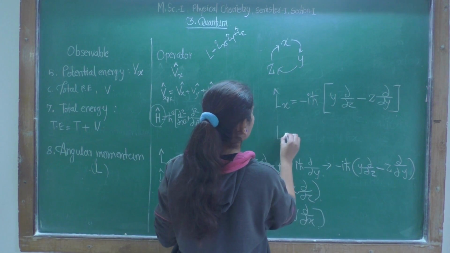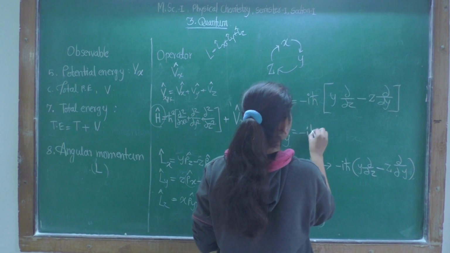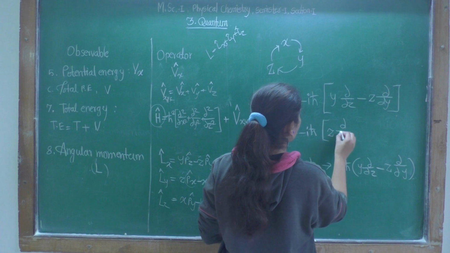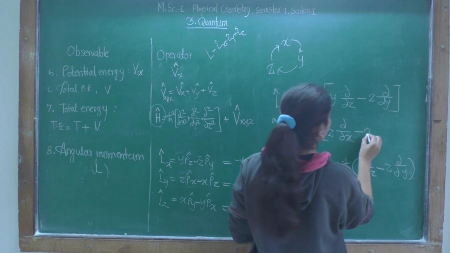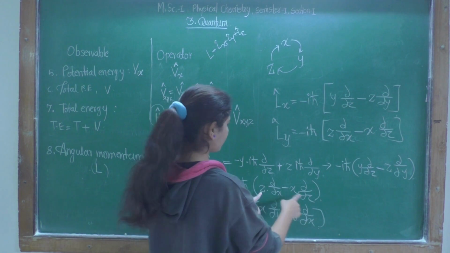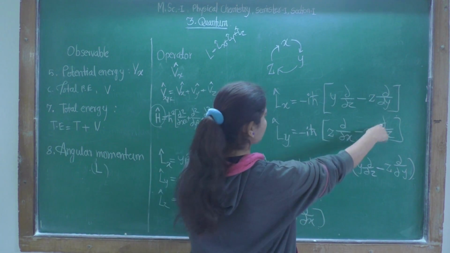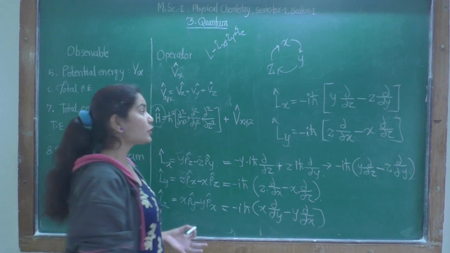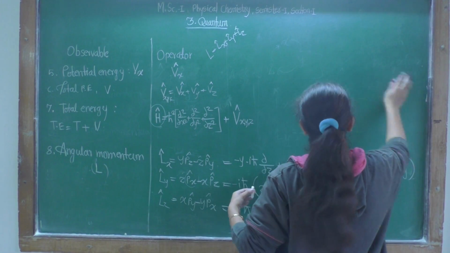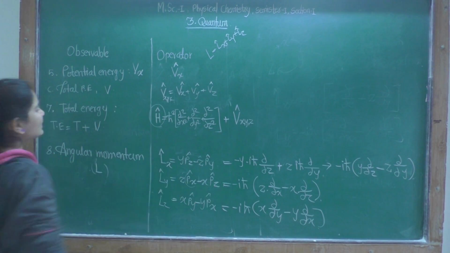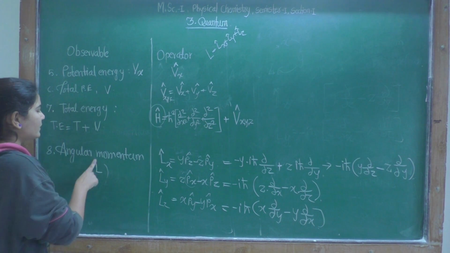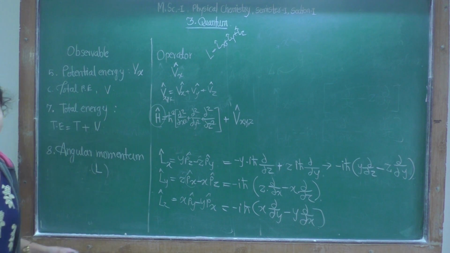Similarly we can obtain Ly as minus i h cross, after y there will be z ∂/∂x, minus, now flip, x into ∂/∂z. Is it right? Ly is minus i h cross (z ∂/∂x minus x ∂/∂z). So it's so simple to obtain angular momentum operators. You need not remember so many things, and you will not need the derivation also. I just gave it for understanding purpose. Got it? Got the thing clear?